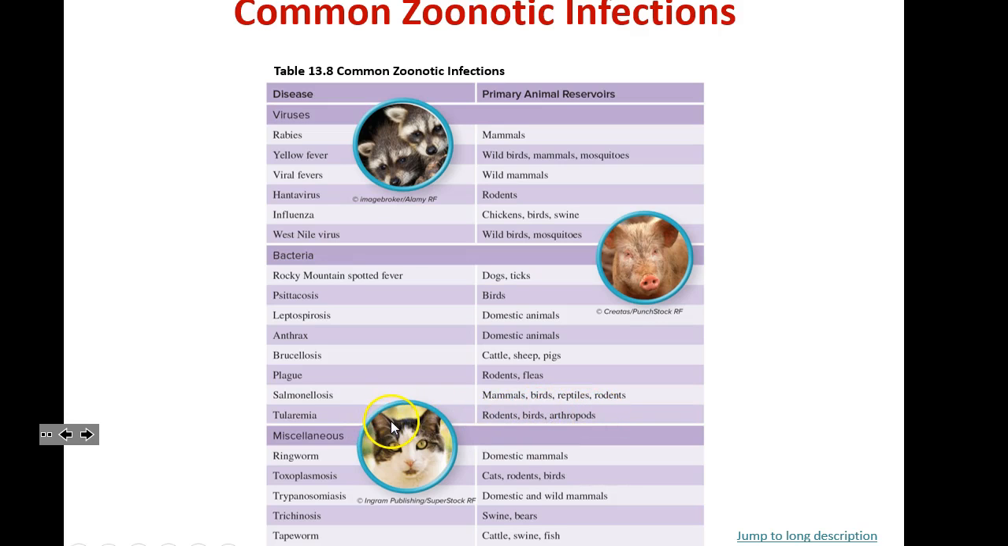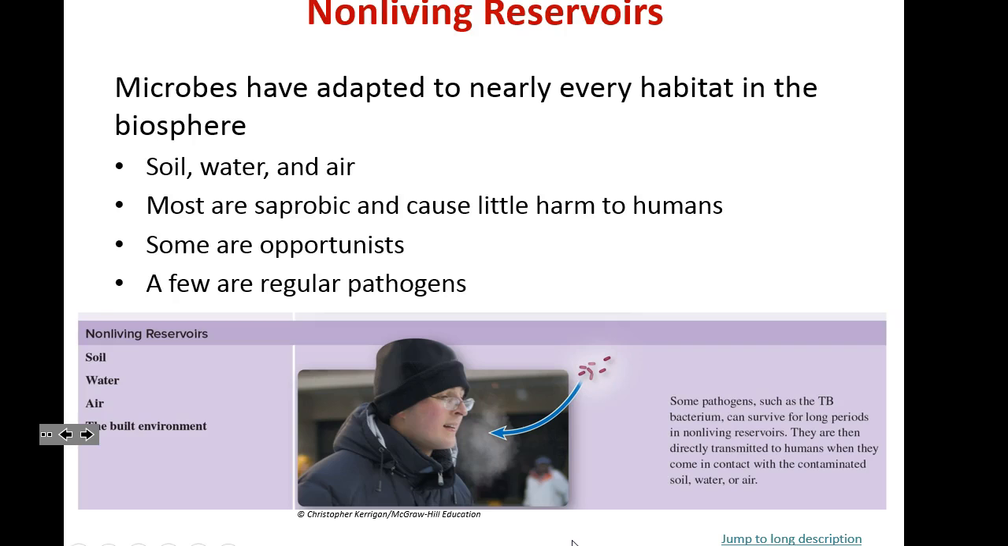And other miscellaneous zoonotic infections include ringworm, toxoplasmosis, trypanosomiasis, trichinosis, and tapeworm. Tapeworm comes from cattle, swine, and fish. What should you do for all of your pork meat that you're going to eat? Somebody said soak it in vinegar.